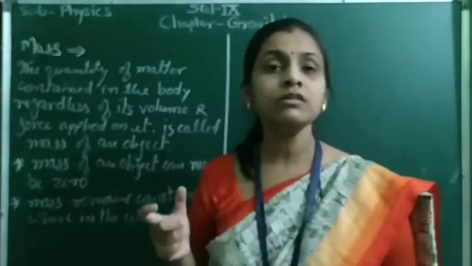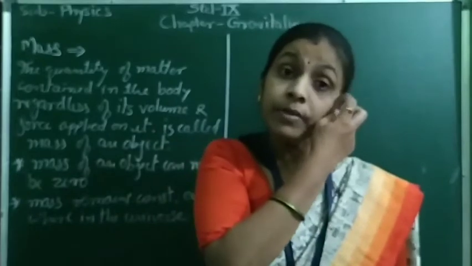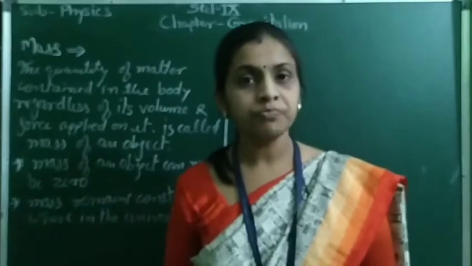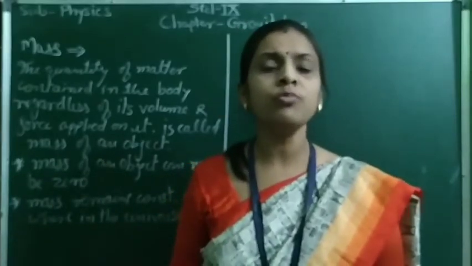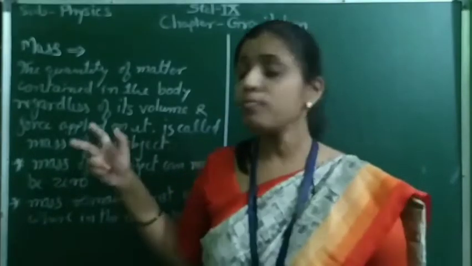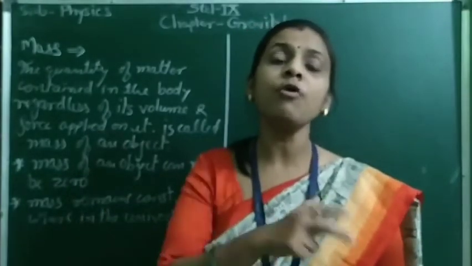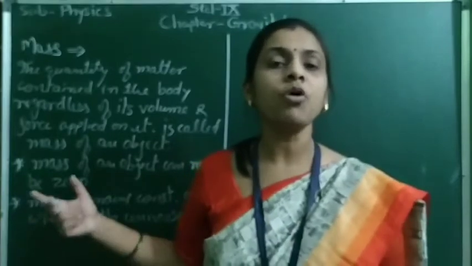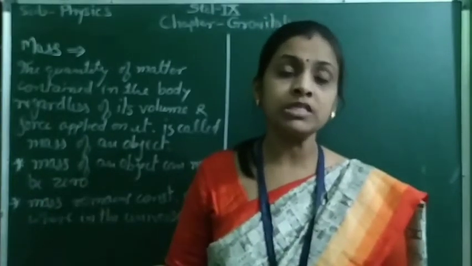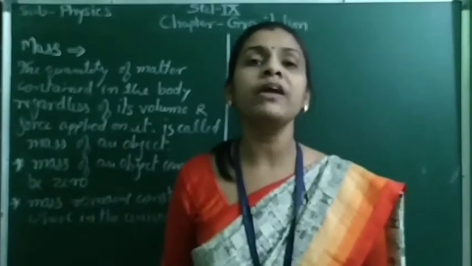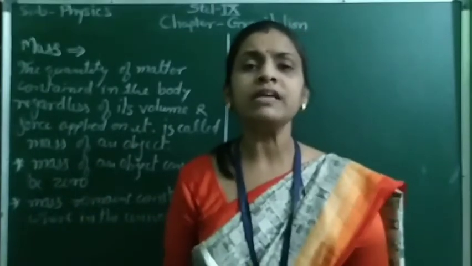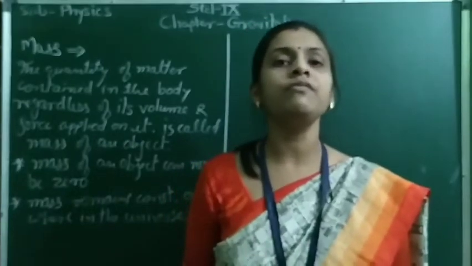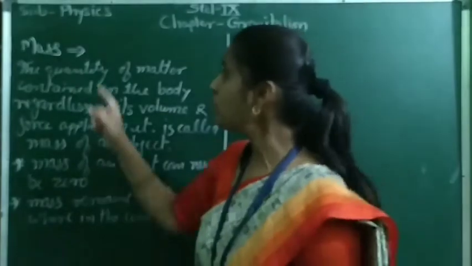So mass is the quantity which is independent. It does not depend upon any kind of speed or velocity or acceleration or the force applied on it or volume or any external factor. Independent means it does not depend upon all these external factors. And as it is independent, therefore it remains constant everywhere in the universe. So what is mass?